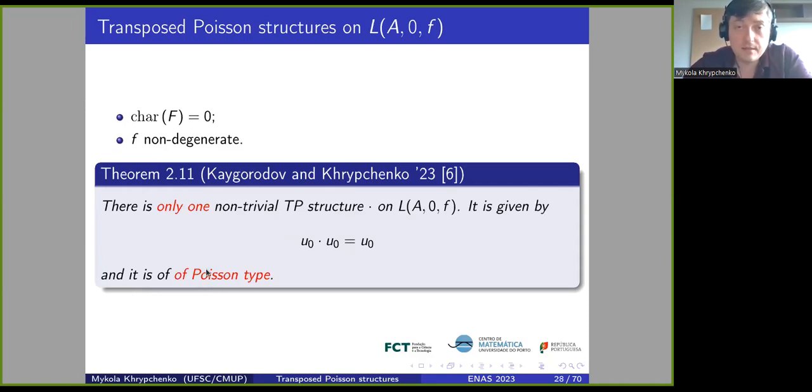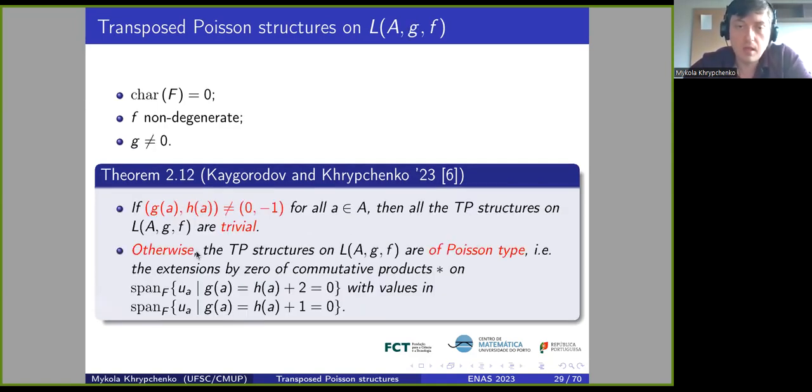And in fact, we again have structures of Poisson type. So first of all, in the case of G a trivial map, we have only one non-trivial TP structure on this algebra, and it is given by this: the square of U0 is U0. We have a unique non-trivial product on a one-dimensional subalgebra, and we extend it by 0 to the whole algebra. Of course, it gives you a TP structure of Poisson type.